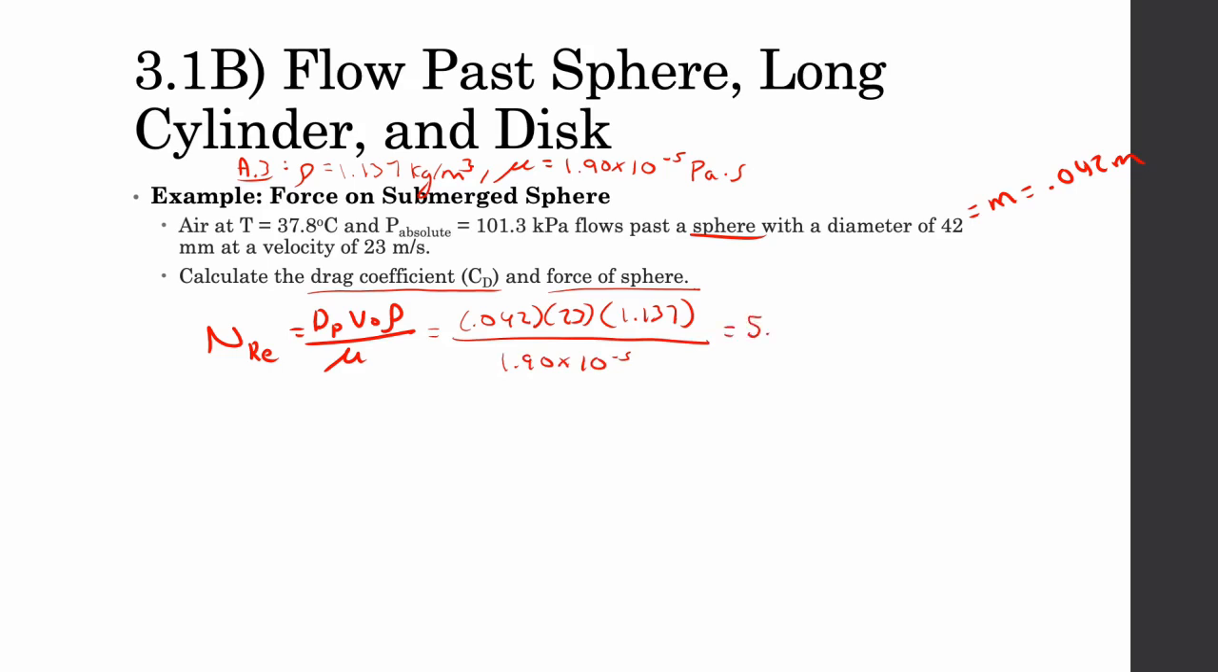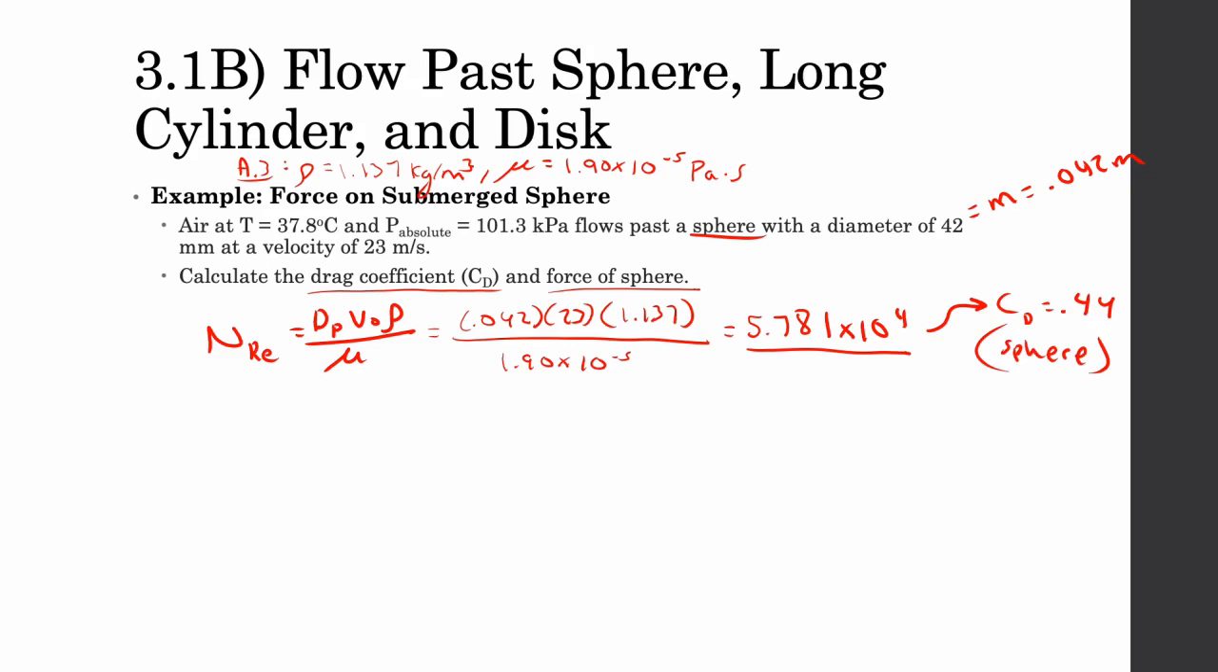And then we can get this relatively large Reynolds number. We know this is not in the Stokes range because it's not less than 1. But we do know it's in the first constant range before the drop. And from that chart we know that this is going to be around 0.44 for a sphere.